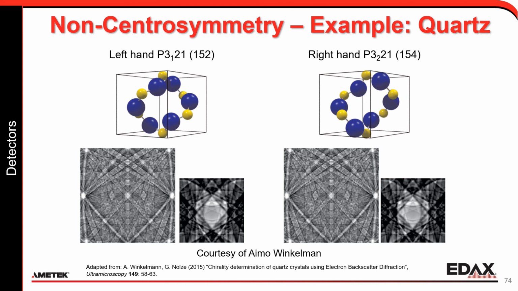I also hope that with these kinds of cameras, we can improve our HREBSD work, improve our indexing in general, but we can also start to look at things like non-centrosymmetry, symmetric crystals, which we really can't look at at all without including the symmetry in the crystals we look at today with standard EBSD systems.